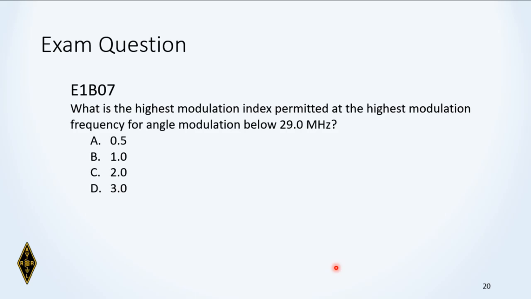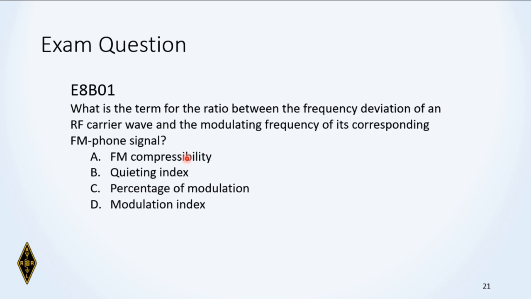All right, well, we covered a lot of really interesting things there. Let's see if we can nail the questions now. See if I gave you enough hints. What is the highest modulation index permitted at the highest modulating frequency for angle modulation below 29 megahertz? Yep, that was the one. A lot of words there, but the 29 megahertz is magic, and below that, you can't go over a modulation index of 1.0. But you don't have to worry about that because that's built into your transceiver. The manufacturer would have made it that way. You're just getting some of the theory behind that.